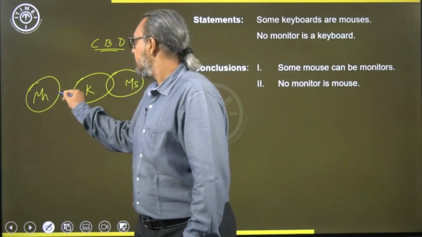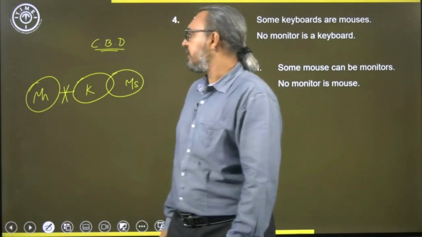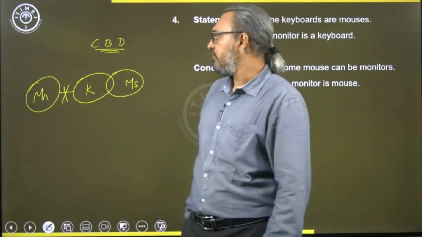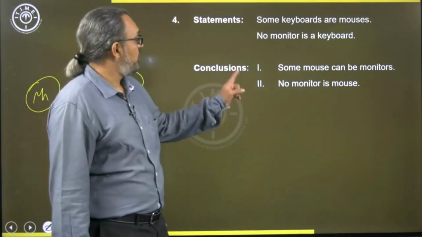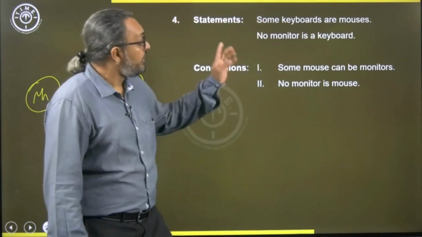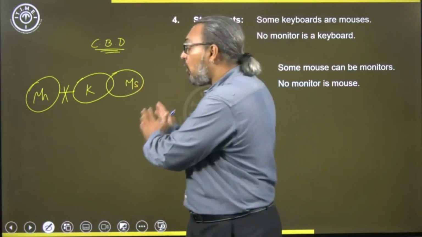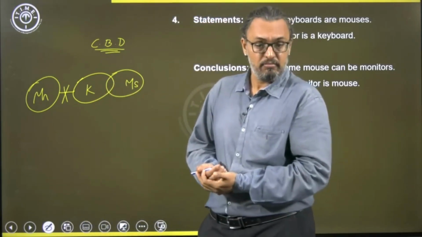No monitor is a keyboard. So monitor and keyboard should never overlap with each other. So that's the combined basic diagram. Now let's look at the conclusions. First one says some mouse can be monitors. He says some mouse can be monitors.